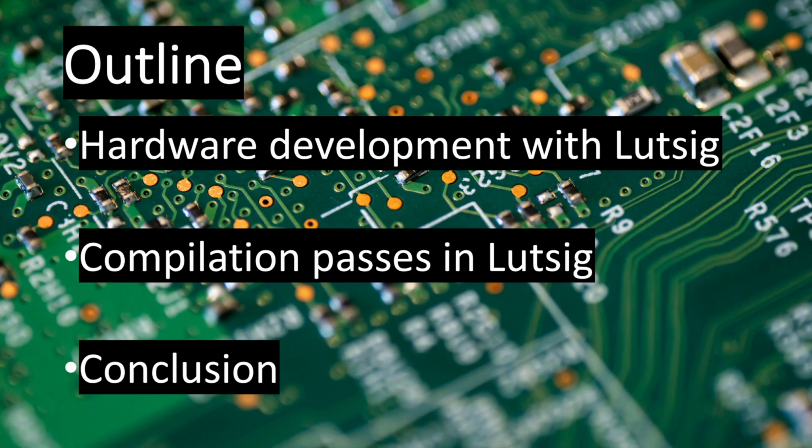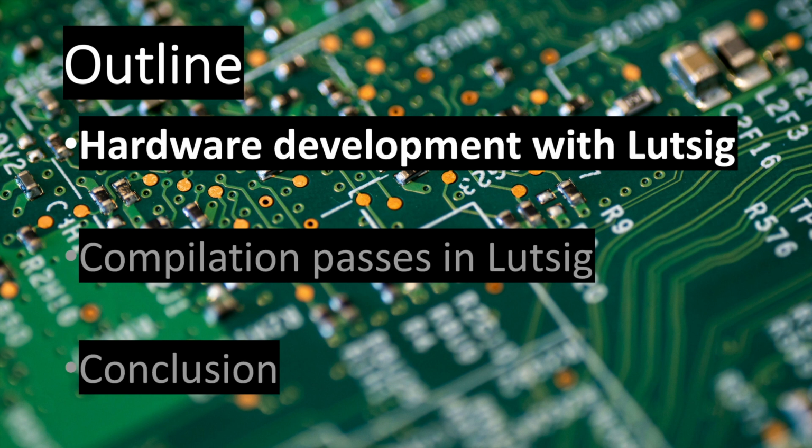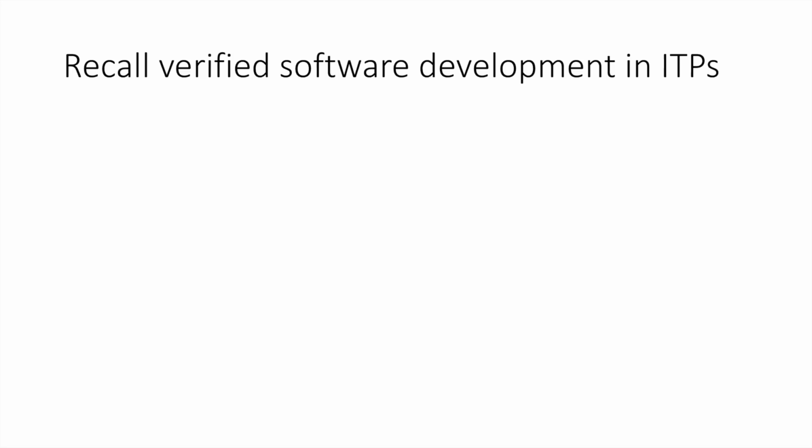The outline of the talk is as follows. First, I will say something about how we suggest using Lutsig for hardware development. Then I will mention some interesting details about the internals of Lutsig, and finally we will conclude. So let's start by saying something about hardware development using Lutsig. The approach that we follow here is essentially that we try to mimic what is usually done when developing verified software inside an ITP, but we do it for hardware instead.